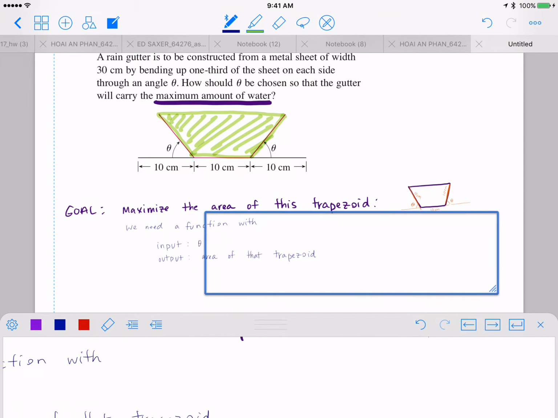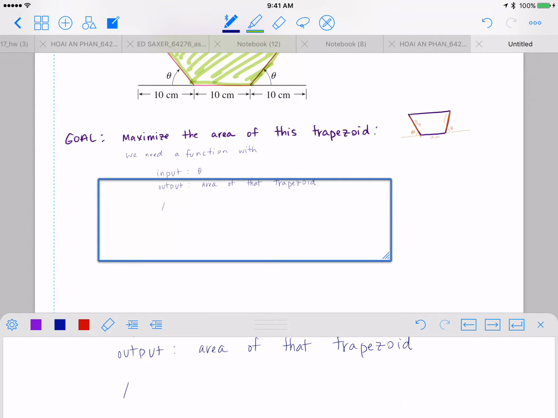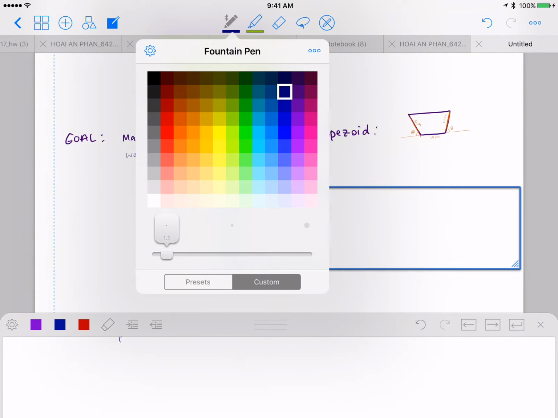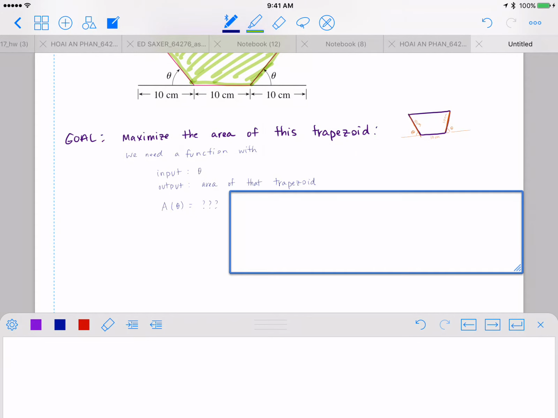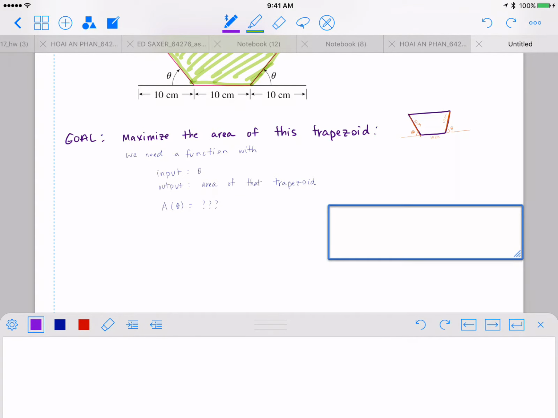Okay, so what we need to do essentially is figure out what is the area of that trapezoid. So here's what our function is going to look like. It's going to look like A of theta equals blah blah blah, right? So now let's work on figuring out what's the area of a trapezoid if you have a specific theta. Okay, so I'm going to draw down here. So if I have a trapezoid and I know that the base is 10 and each of the sides is 10.